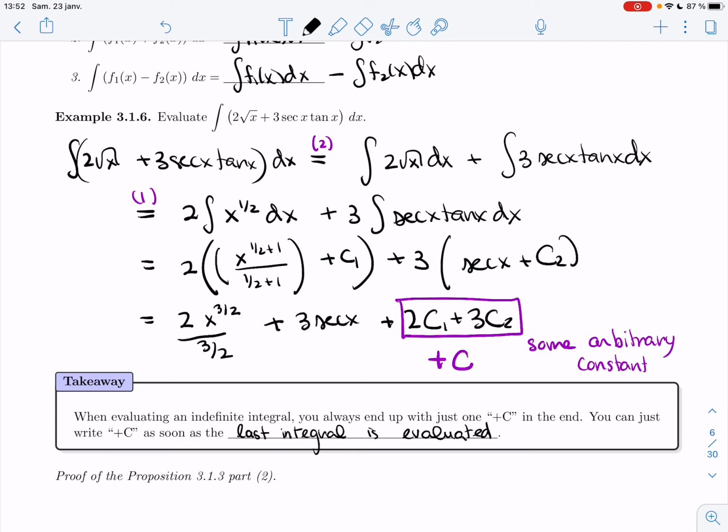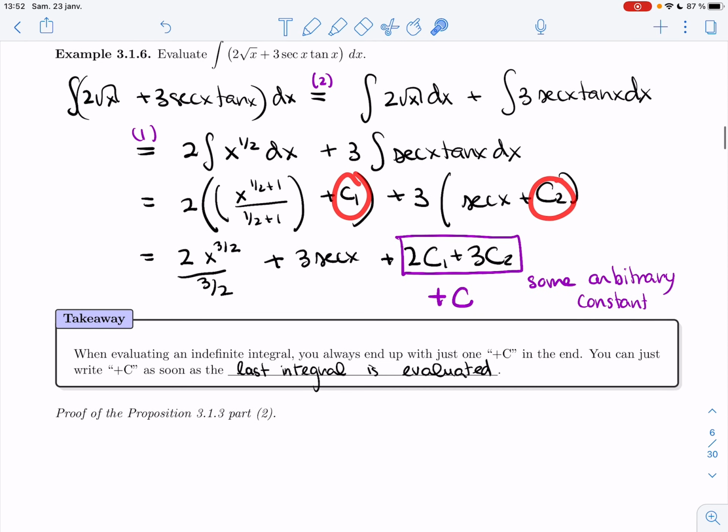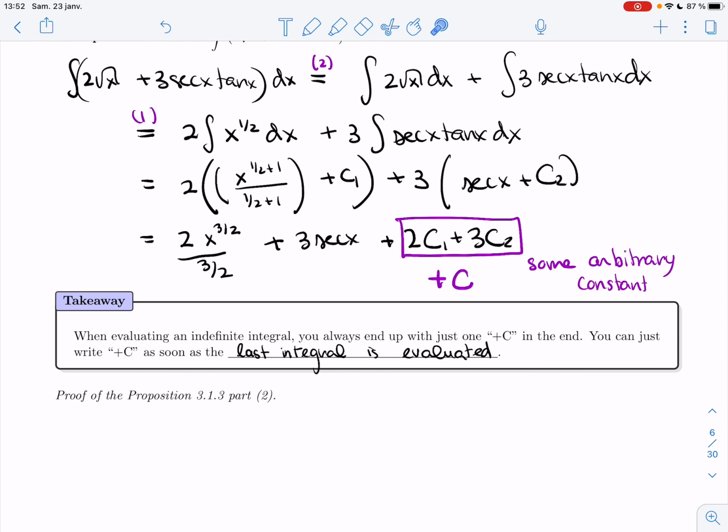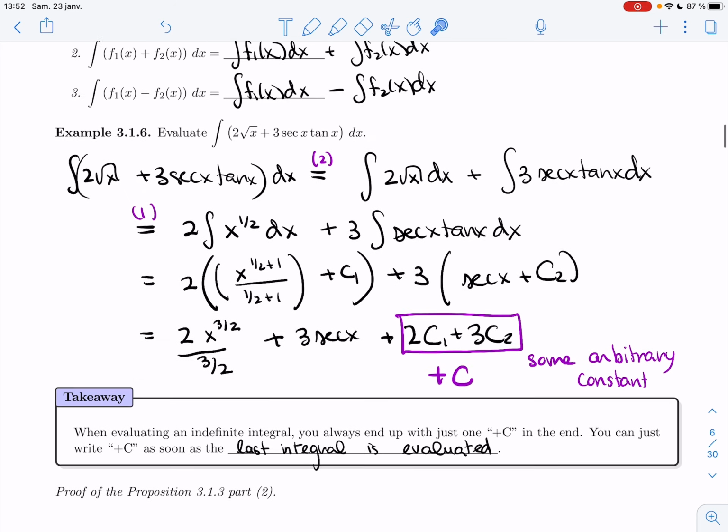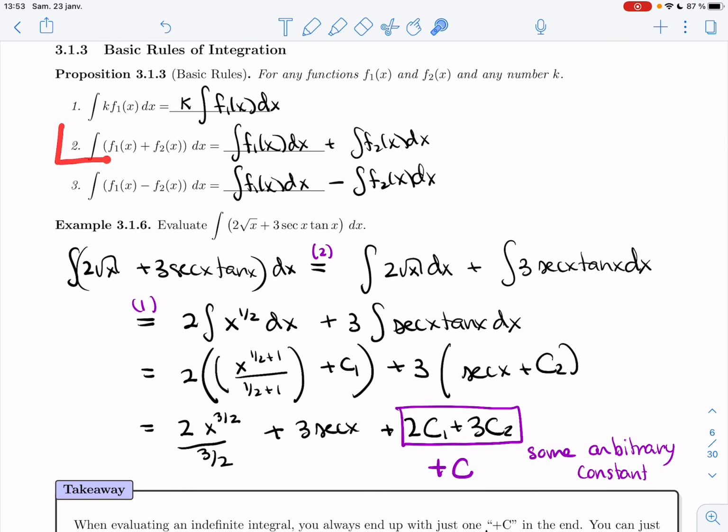All right, so you don't have to put the plus c1 plus c2 in all of this at every step. You just put a plus c. Here you'd put it probably here and remove this. All right, so before we do more examples, let's prove part 2 of the proposition. So I'm going to prove that if I have the integral of a sum, it's going to be the sum of the integral.